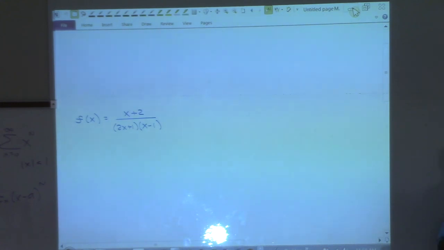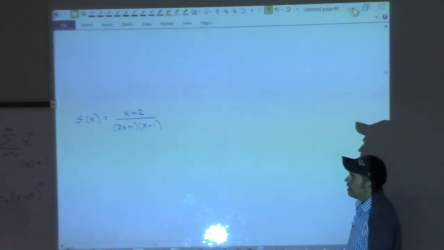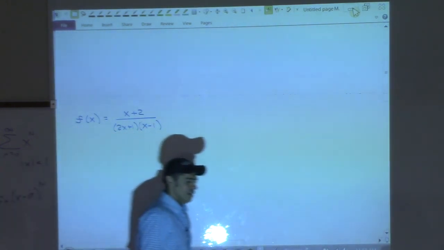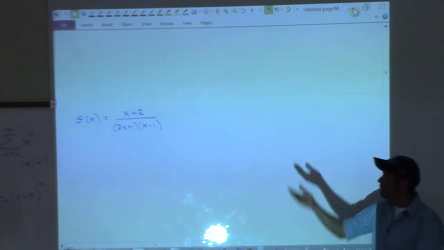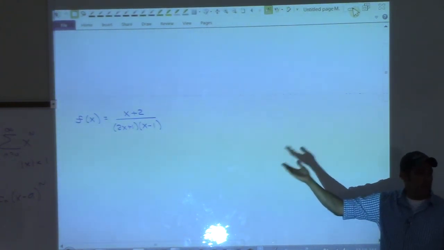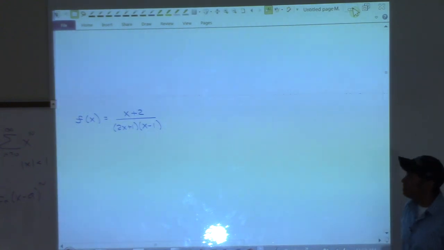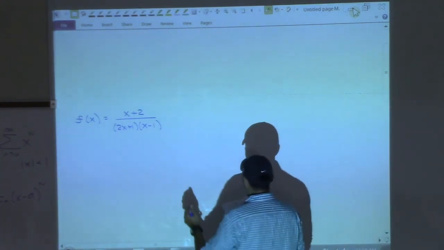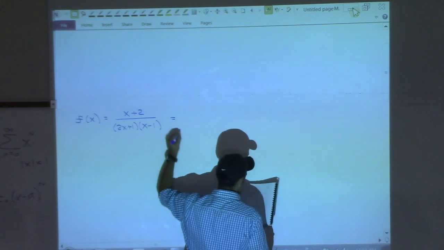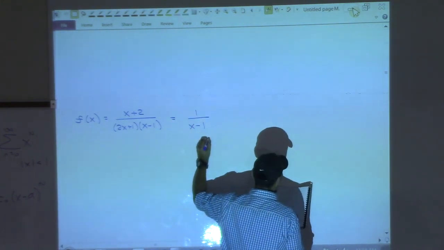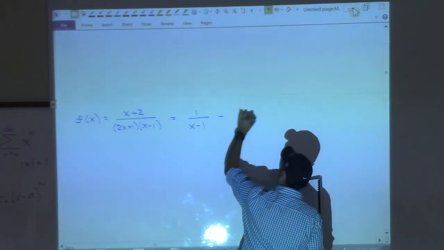Yeah, so if we're trying to do it without Wolfram Alpha, then we have to somehow make it look like this, but I don't know, maybe that's the derivative of something or the antiderivative of something. It doesn't look very nice. So you sit there and you look at it for a while, and then you realize that this is equal to 1 over x minus 1 minus 1 over 2x plus 1.